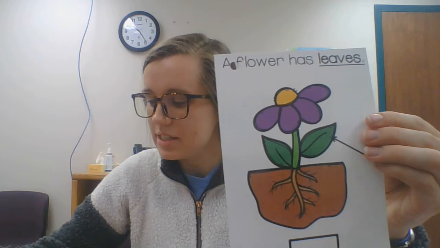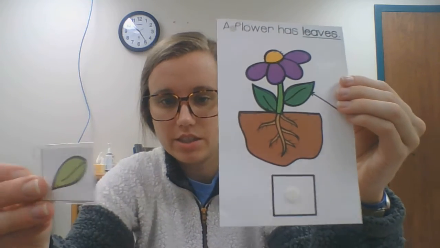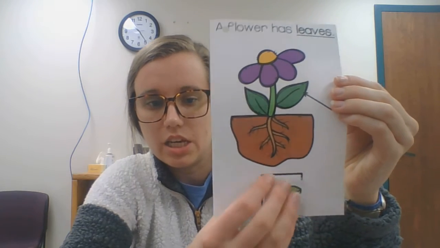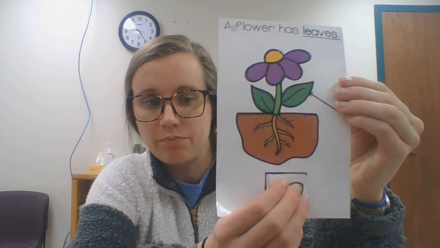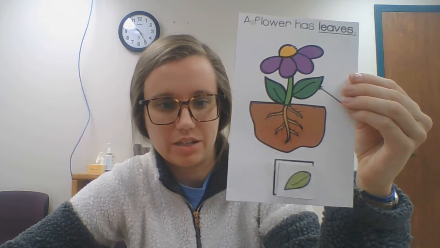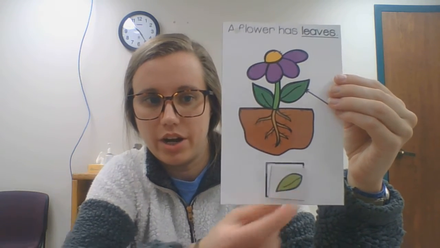Next, a flower has leaves. And this is kind of a picture of a leaf that a flower might have. You can also see leaves on trees or on tomato plants or on all the different kinds of plants, okay? So a flower has leaves.